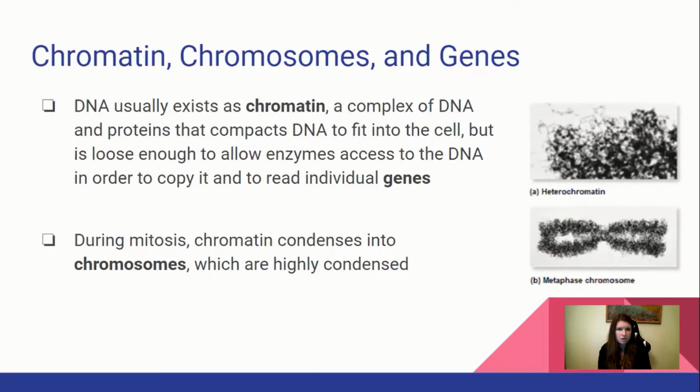The other thing to know is that during mitosis, our chromatin condenses into chromosomes, which are highly condensed, so they're wrapped extra tight around those proteins. And when you're talking about your own personal genome, you'll talk about genes as being on specific chromosomes. That's because the chromosomes don't have any different information. It's the same DNA strand. It's just more compacted. When we're referring to a chromosome, we're referring to everything tightly packaged together.